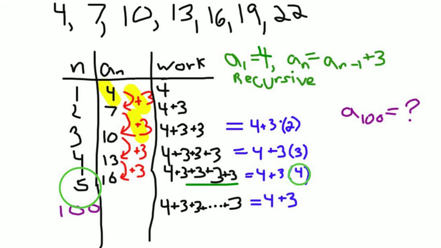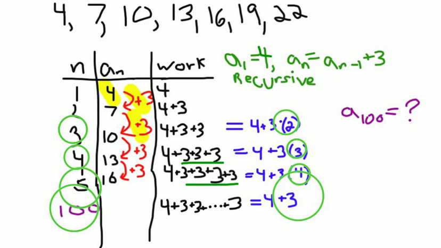And when n is 4 over here, there are 3 3s, which is why we have 3 times 3. When n was 3, there are 2 3s, so we have 4 plus 3 times 2. So if n is 100, how many 3s will there be? Well, we notice that there's always one less 3 than whatever n is. And of course the reason for that is because we didn't add a 3 the first term. We added 3 to get to the second term. So there's one less than 100 3s, so there are 99 3s.